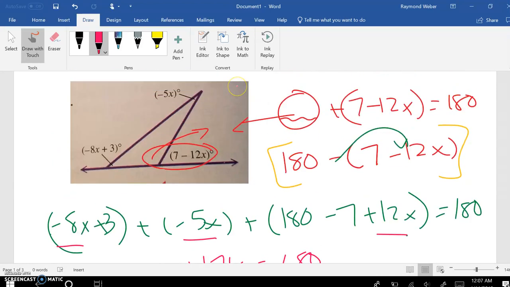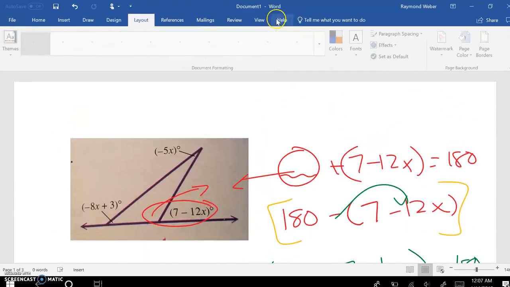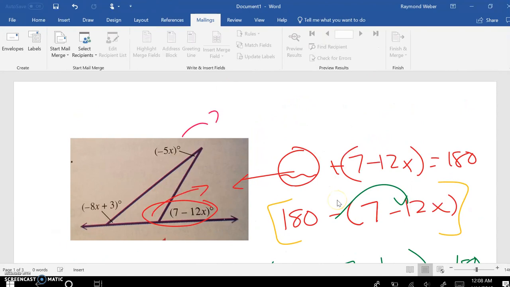Okay, now to find the angles, I'm going to go back and put negative 4 in. So right here, this is going to be 20 degrees. That's going to be 32 plus 3, 35. And this last one, well, first I want to figure this one out. So 7 is going to be plus 48. This is 55. Then 180 minus 55 would give me 125.